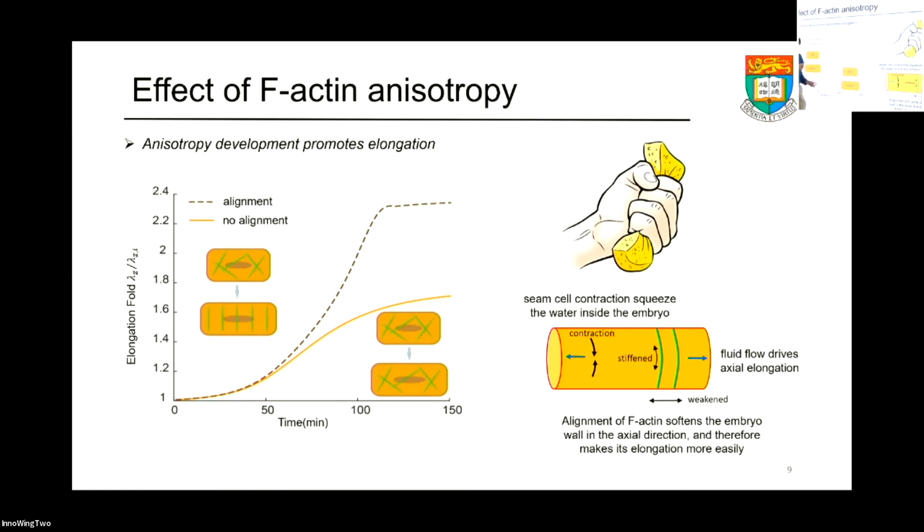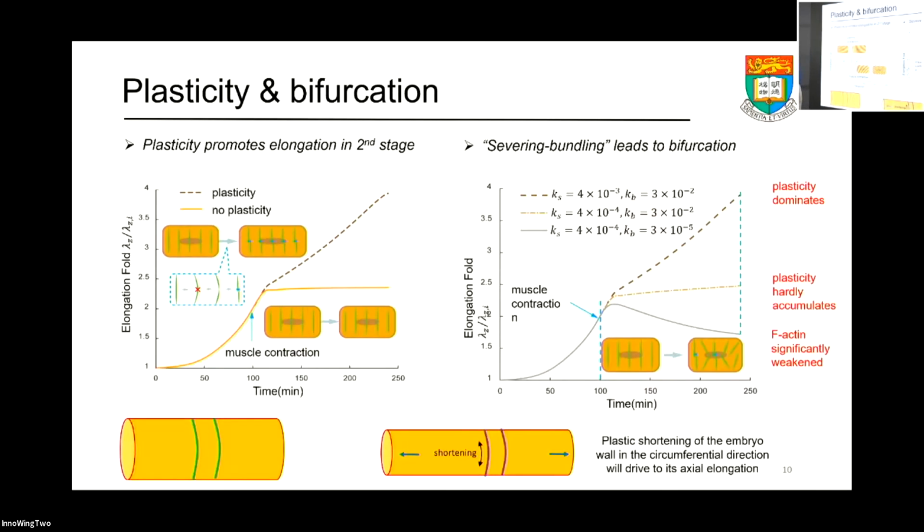Okay, but that's not enough, because at some point the elongation will be saturated, and then to further elongate, what happens is this kind of realignment will take place. If this actin realignment takes place, you can think that initially it's random, and after it realigns, it will make this direction much stiffer compared to that direction. So if the axial direction is softer, then it will make elongation easier along that direction. Indeed, if we shut down the realignment of the actin, you will see the elongation will be much reduced. Okay, now this is the first stage.